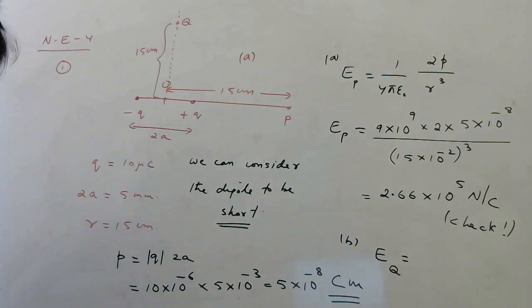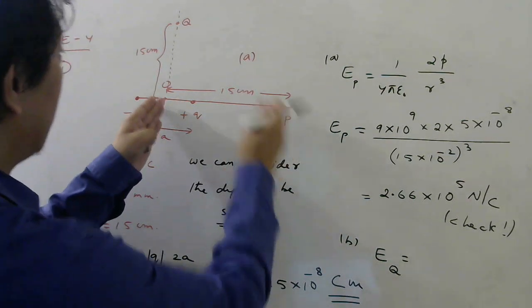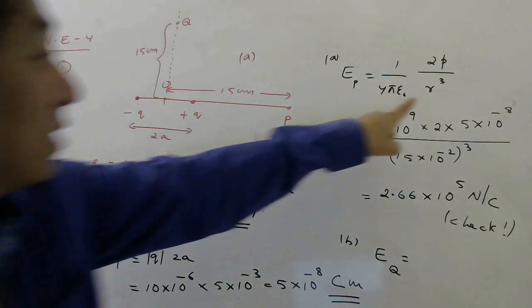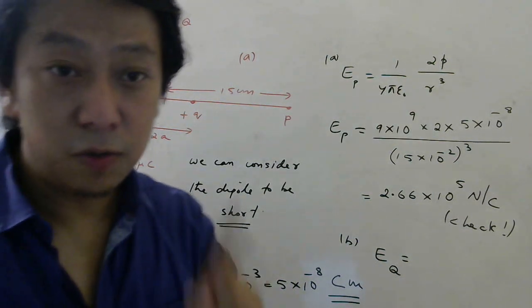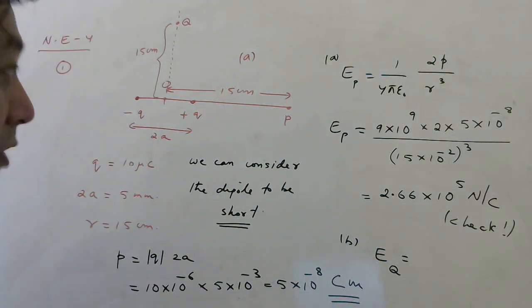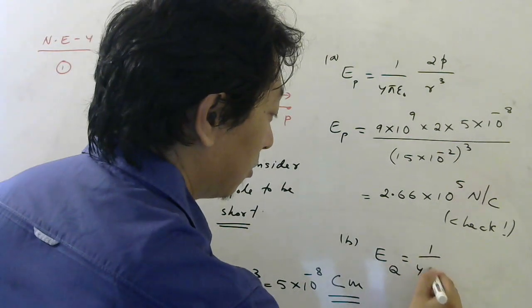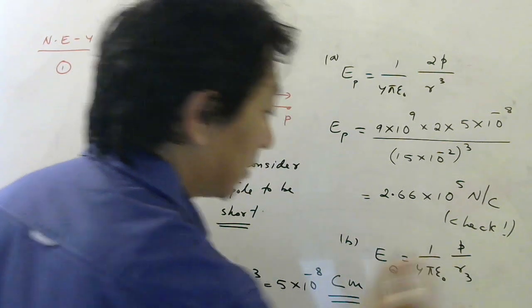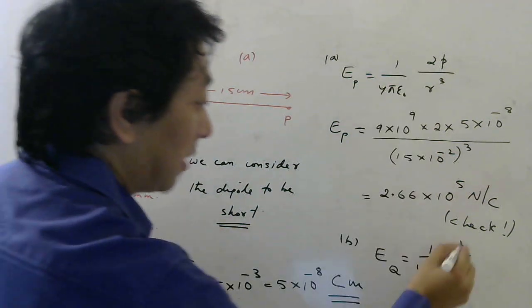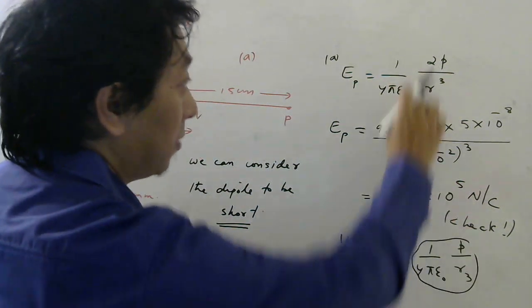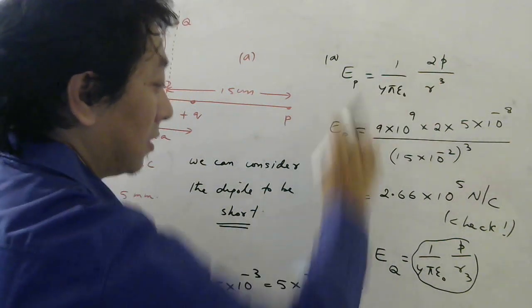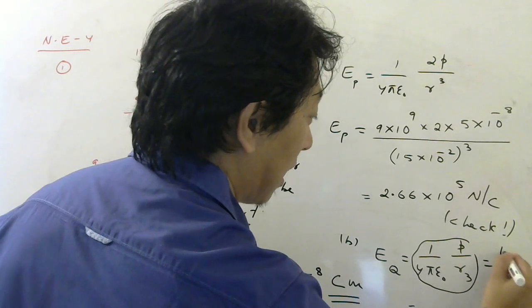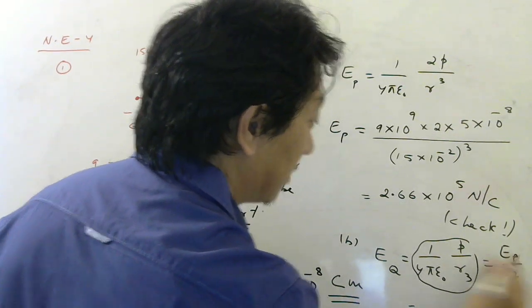Now look carefully. Since this is also 15 and this is also 15, that means R is same. And you know, for equatorial point, what was the formula? 1 by 4 pi epsilon naught P by R cube. Since R is same, P is same, if I bring this to this side, this is half of this electric field. So this is half of electric field at axial point.